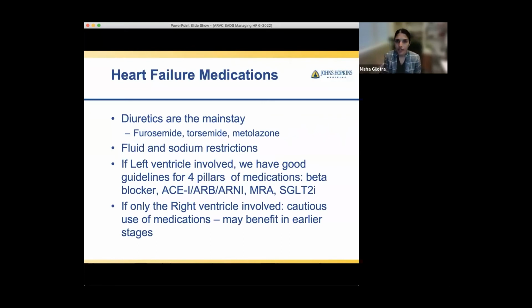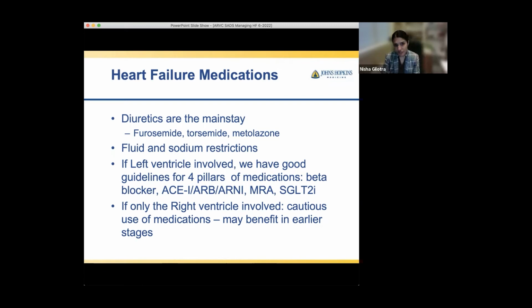So what are the medications we have? Diuretics are the mainstay. Diuretics are simply fluid pills. They help you pee off that extra fluid and get that fluid to the kidneys so that it can offload the heart. So these are the common ones used. Fluid and sodium restrictions help too, right? The less we put in, the better, since sodium causes us to retain fluid. Even in folks who don't have heart failure, we'll notice after a heavy salty meal, maybe they have some ankle swelling. So, following those restrictions usually helps with not needing as much diuretic.